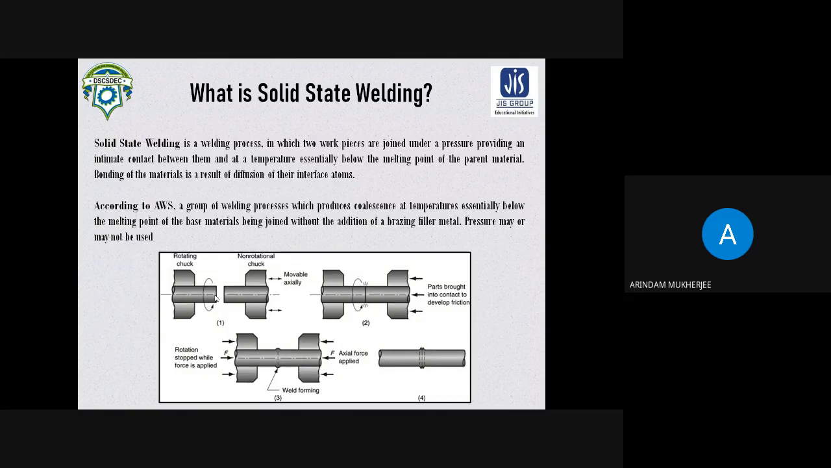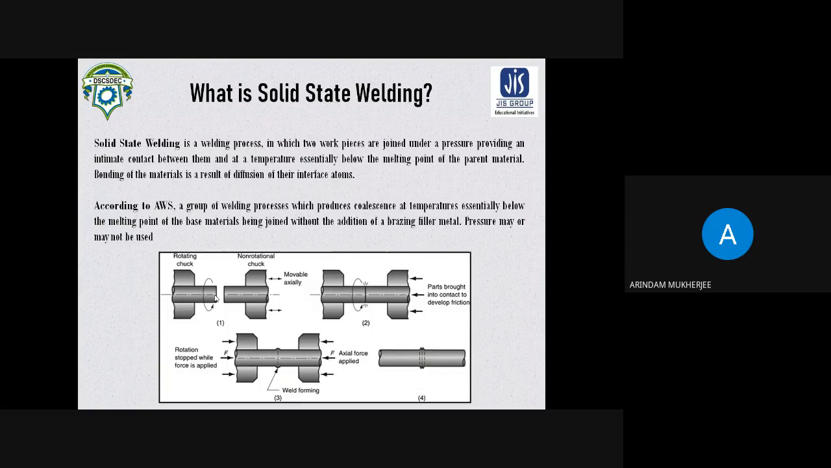What is the second point which needs to be noted? The temperature is essentially below the melting point of the parent material or base material. From the perspective of pressure and temperature, you need to understand the uniqueness of solid state welding. Pressure is absolutely mandatory in solid state welding, and the temperature is always less than the melting point.